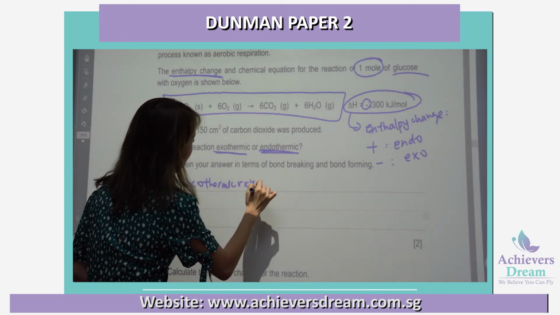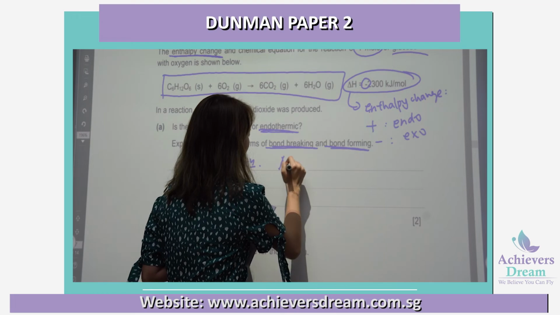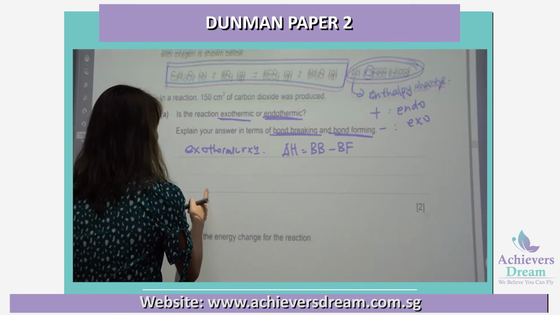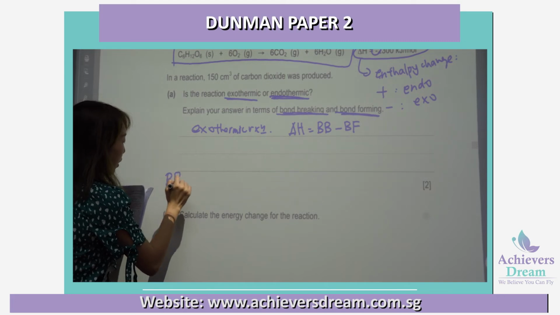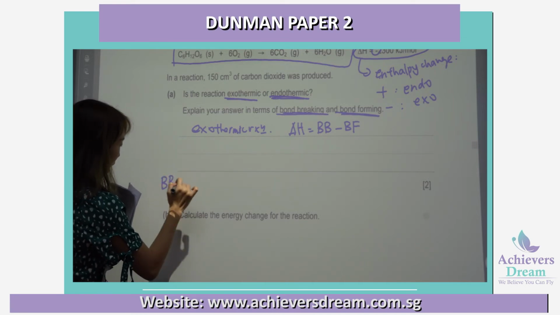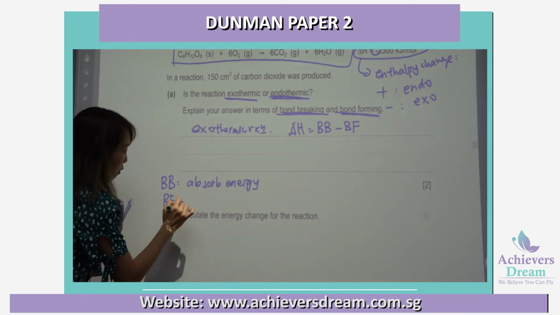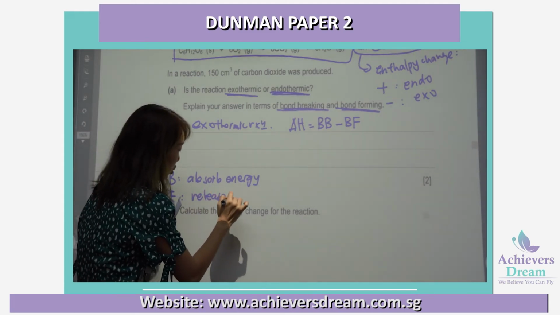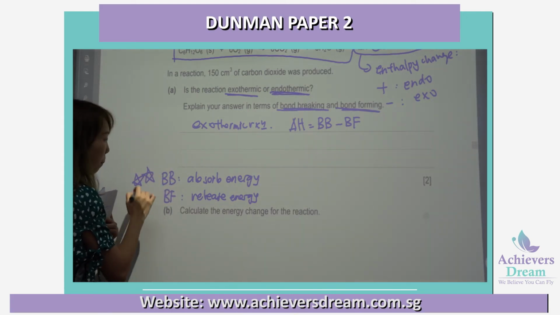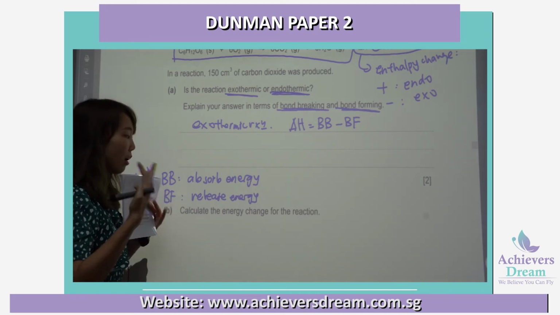So how do I explain this in terms of bond breaking and bond forming? First and foremost, you know the enthalpy change is the energy difference between bond breaking and bond forming. Let's talk more about bond breaking and bond forming first. For bond breaking, I absorb energy to break bonds. Then for bond forming, I release energy. These two are the concepts that you need to know. When I form bonds, I don't need that much energy, so I release energy.